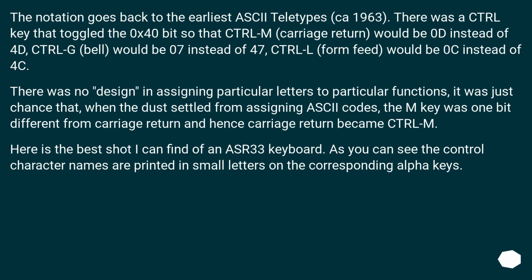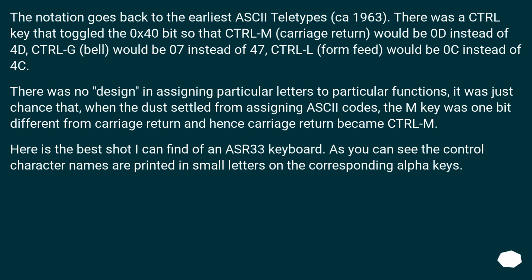The notation goes back to the earliest ASCII teletypes, circa 1963. There was a control key that toggled the 0x40 bit so that Control-M, carriage return, would be 0D instead of 4D, Control-G, bell, would be 07 instead of 47, Control-L, form feed, would be 0C instead of 4C. There was no design in assigning particular letters to particular functions, it was just chance that, when the dust settled from assigning ASCII codes, the M key was one bit different from carriage return and hence carriage return became Control-M. Here is the best shot I can find of an ASR 33 keyboard.